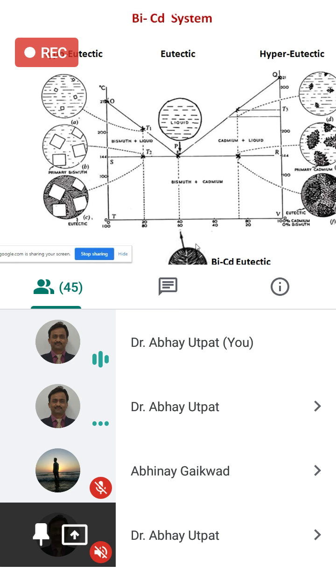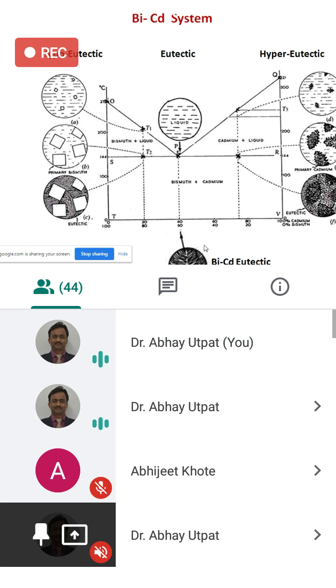Am I audible? Hello? Am I audible? So you tell me whether this bottom figure is visible. Bi-Cd eutectic. Where I put my cursor? That is visible to you? Just check and reply. Abhinay.